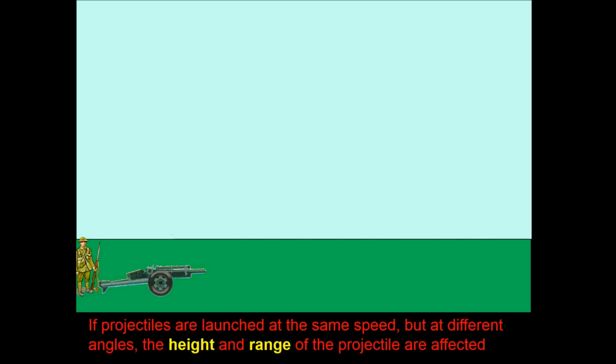So if projectiles are launched at the same speed, but at different angles, we can see that the height and the range, and the proportions of the height and the range, will be affected. So take this cannon, fire it at 15 degrees, and we'll see the shallow parabolic arc. Fire the same cannonball now at 30 degrees. We see we have both an increase in range and an increase in height.